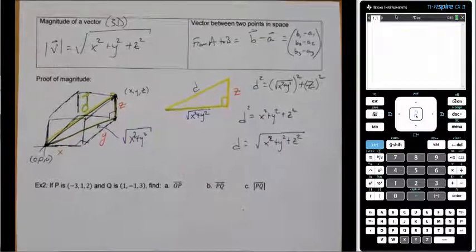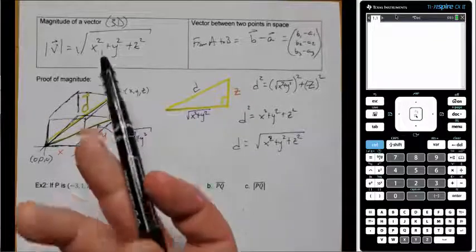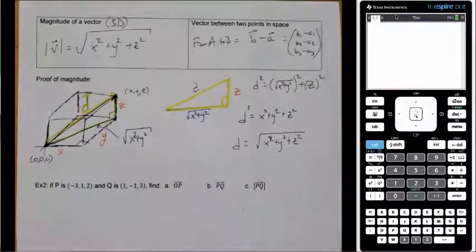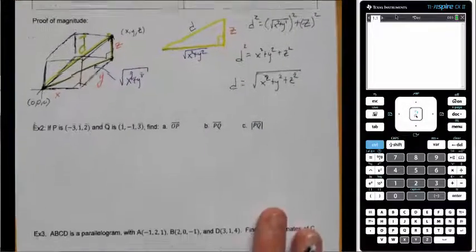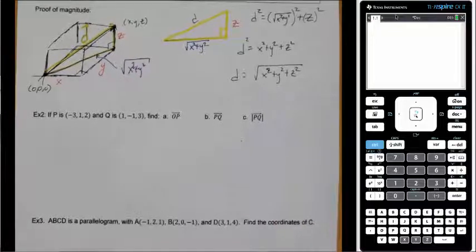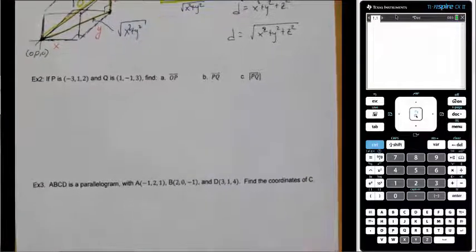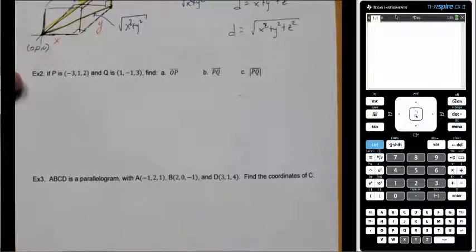So the analogs from 2D to 3D are very, very similar. Since there's an extra dimension, there's an extra term in each of these two representations. So we can do things like finding the vectors between some points, we can find the lengths, and we can even find things about special three-dimensional shapes like parallelograms.